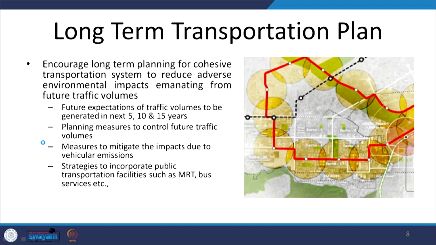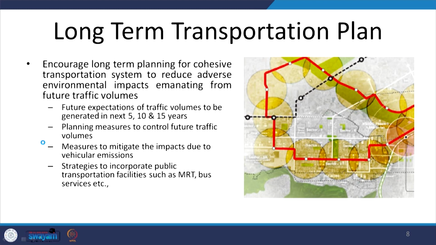The next parameter, which is very important, is a long term transportation plan. So, how the development of the site will impact the transportation and how people will be commuting. So, keeping that in mind, for example, if there is a metro station close by, how the site should be developed, where the entry and exit should be, so that people travel lesser distance to reach the metro station.